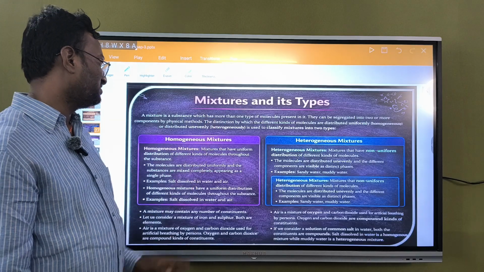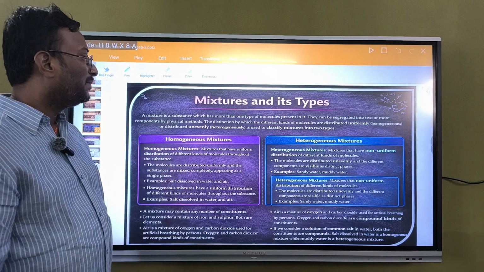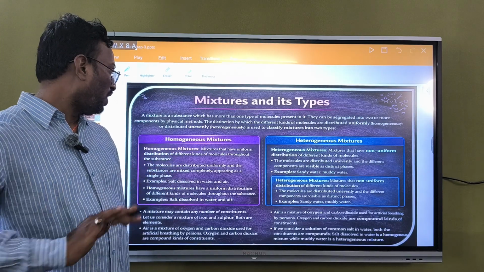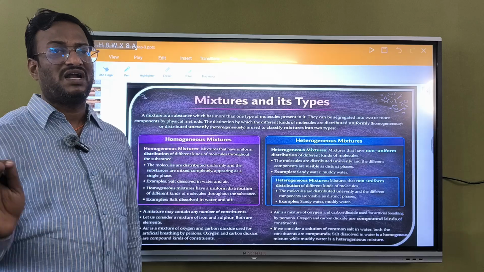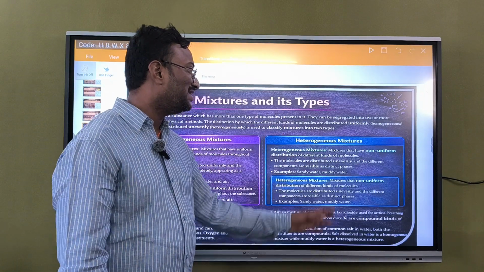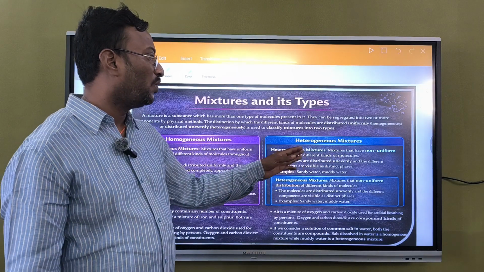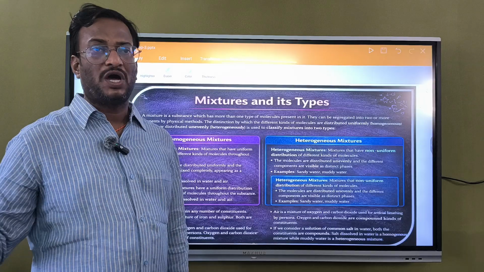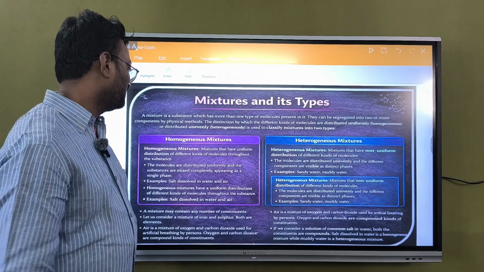We shall see the difference. Homogeneous mixture: the mixture that has uniform distribution of different kinds of molecules throughout the substance, like salt water. And what is a heterogeneous mixture? A mixture that does not have uniform distribution of different kinds of molecules, like sand and charcoal powder mixed.